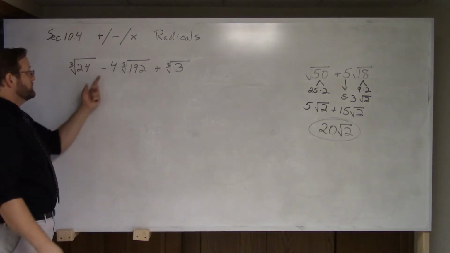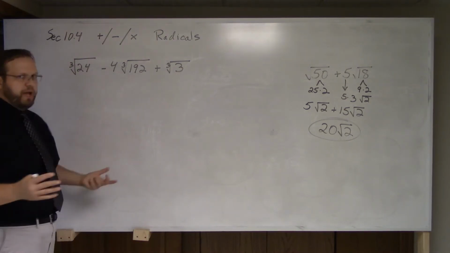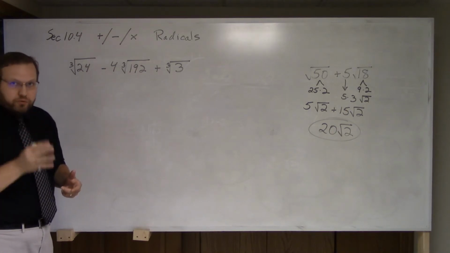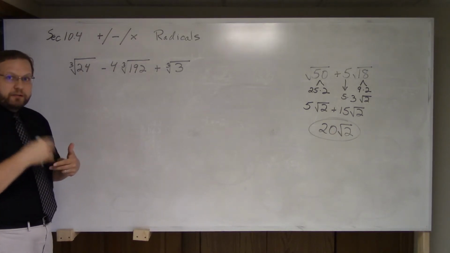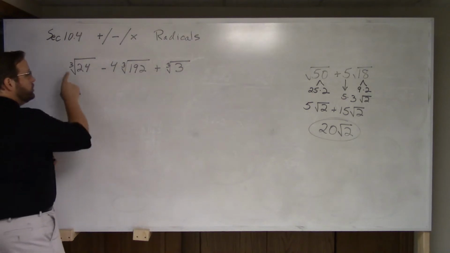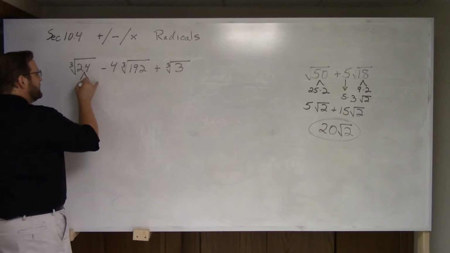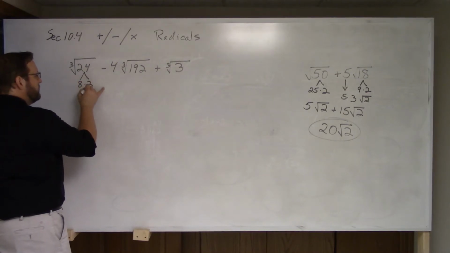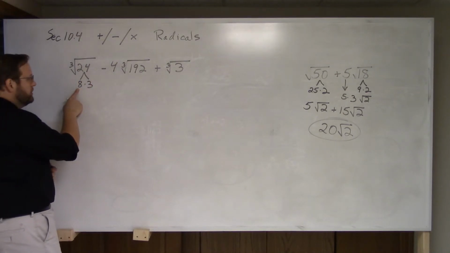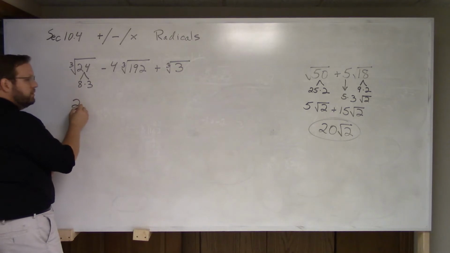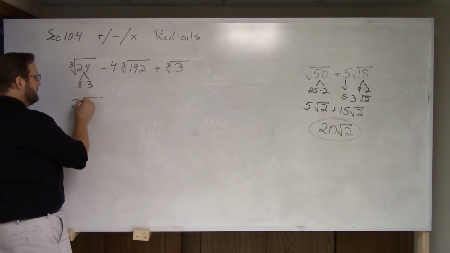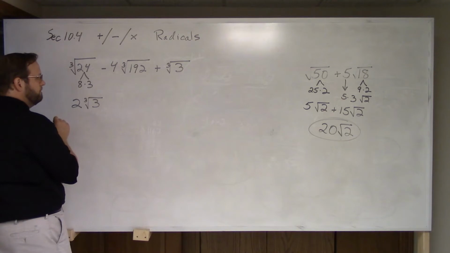Okay, so we're subtracting and adding, none of these match. But they do, or they can be simplified, so let's do that. So, cube roots now, not perfect squares, but perfect cubes. 24 is going to be 8 times 3. Again, 8 is a perfect cube. So that changes to 2, cube root of 8 is 2, times the cube root of 3.